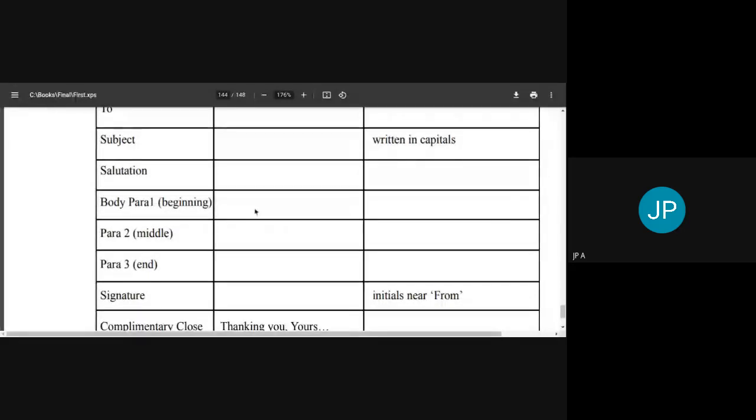Next is the body paragraph. The letter is well divided into 3 different parts. There will be an introduction, there will be a main body, and there will be a detailed conclusion. Such a detailed conclusion cannot be seen in a memo.